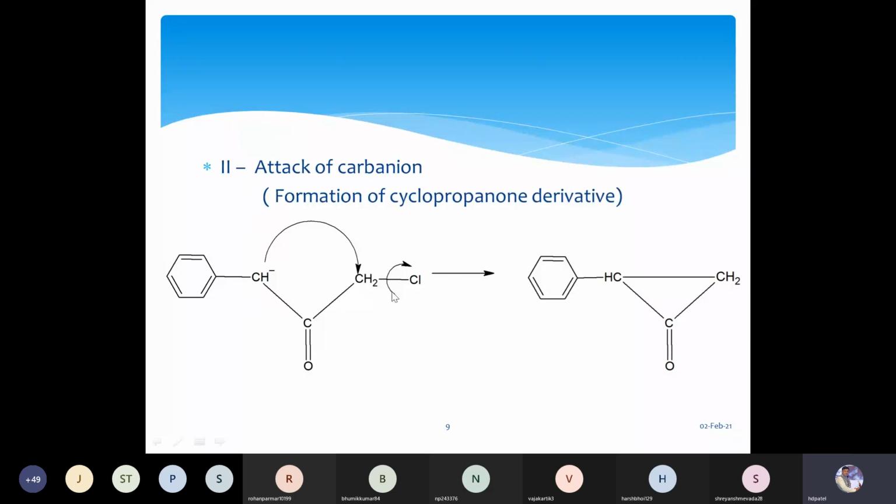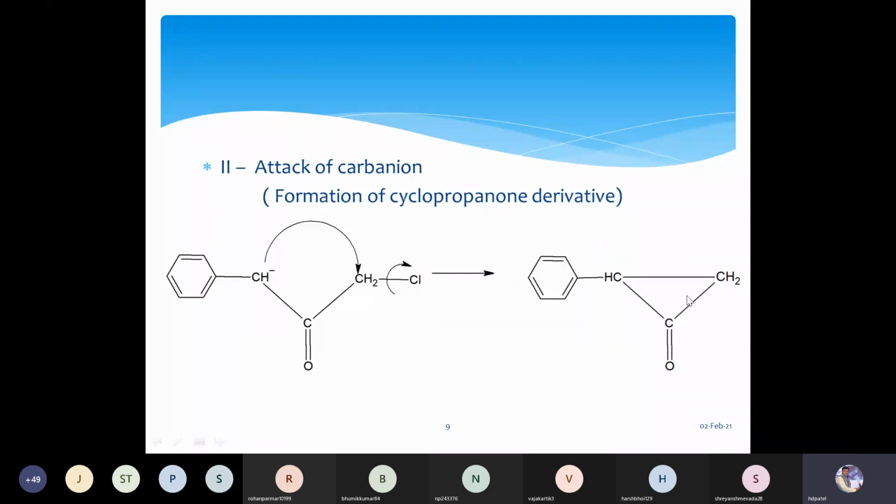So here Cl has higher electronegativity as compared to the carbon, and that's why Cl will be eliminated as Cl minus. When it is eliminated as Cl minus, this carbon becomes electron deficient. When this carbon is electron deficient, what happens? We will get cyclic structure. So cyclopropanone derivative is formed.